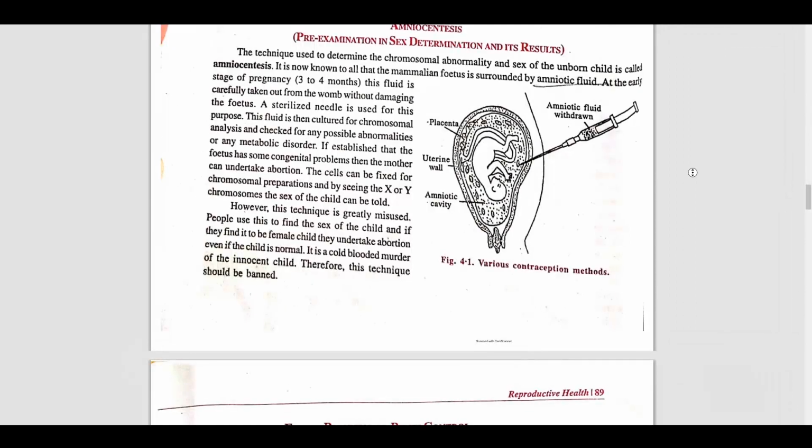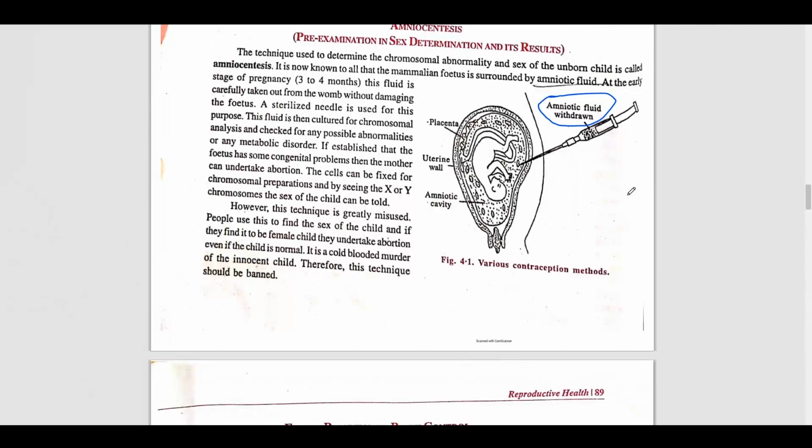It is now known that every mammalian fetus is surrounded by amniotic fluid. You can see in this diagram that the baby is filled with amniotic fluid. At the early stage of pregnancy, that is 3 to 4 months, this fluid is carefully taken out from the womb without damaging the fetus. A sterilized needle is used for this purpose. You can see in this diagram, it is a type of needle. With the help of that needle we can withdraw the amniotic fluid.